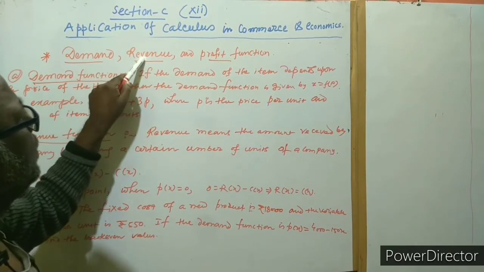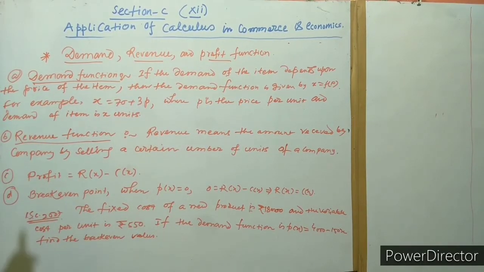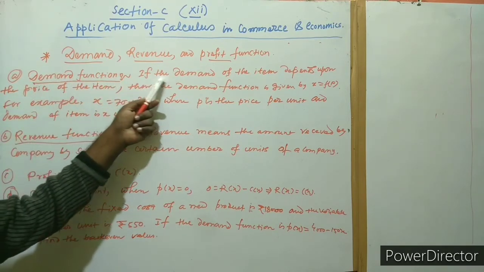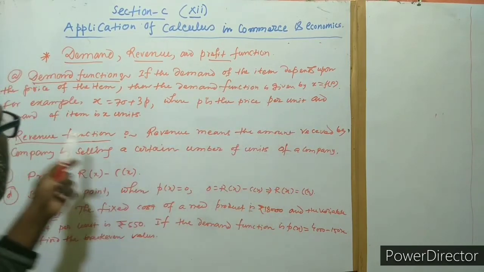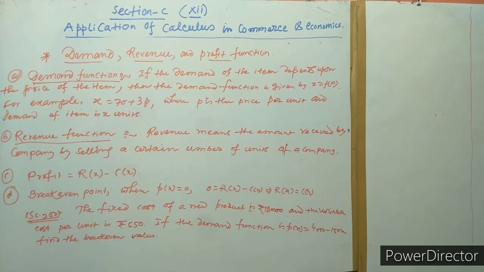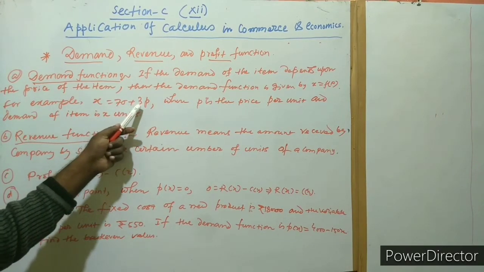Demand, revenue, and profit function. What are the demand function, revenue function, and profit function? What is called the demand function? If the demand of the item depends upon the price of the item, then the demand function is given by x is equal to f of p. For example, x is equal to 70 plus 3p.